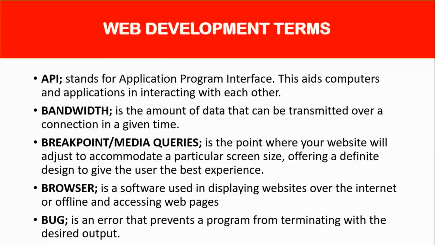All right. Now the next one is a browser. Now a browser is a software that we use to display our websites on the internet, either online or offline. All right. So you basically use your browser to display your website. So that's basically where your website can run. That's the software that has the capability to interpret what you have as a website.